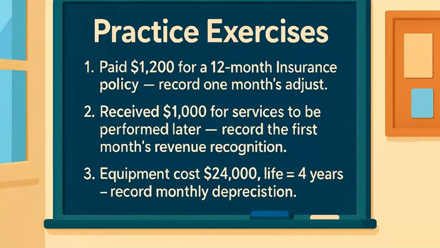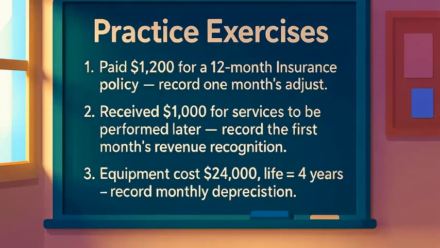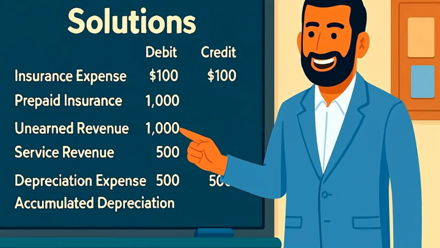Now, let's practice. 1. Paid $1,200 for a 12-month insurance policy. Record 1 month's adjustment. 2. Received $1,000 for services to be performed later. Record the first month's revenue recognition. 3. Equipment cost $24,000. Life: 4 years. Record monthly depreciation.